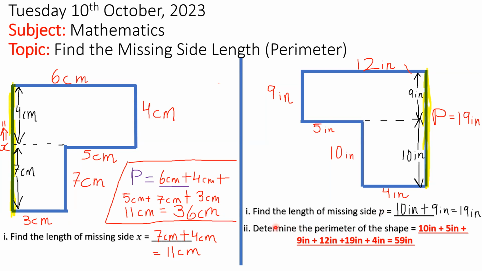Now they ask us to find the perimeter. The perimeter is the sum of all of the sides of the shape. So it's going to be 4 plus 10 plus 5 plus 9 plus 12 plus 19. Okay, does that make sense? Yes, sir. Good. All right.